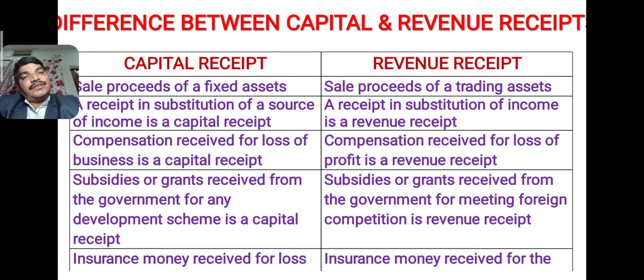The last difference in receipts is insurance received for capital assets. Insurance money received for loss of a capital asset is a capital receipt. On the other hand, insurance money received for the loss of a trading asset is a revenue receipt.